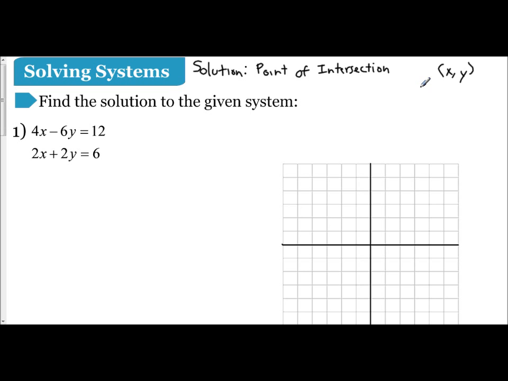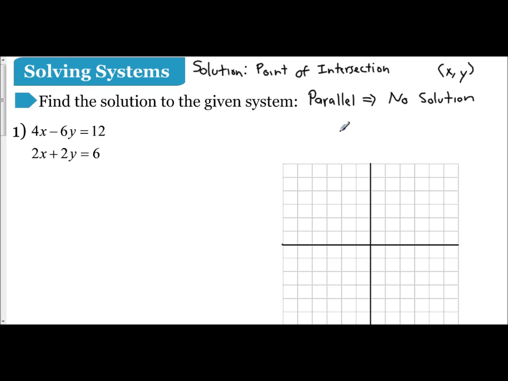Now, we learned in the previous video that you can have lines that are parallel to each other. And for our classification for parallel lines, we said, hey, those are inconsistent. They do not intersect each other. And so if they don't intersect, there's no point of intersection. So for those lines, we say there's no solution.